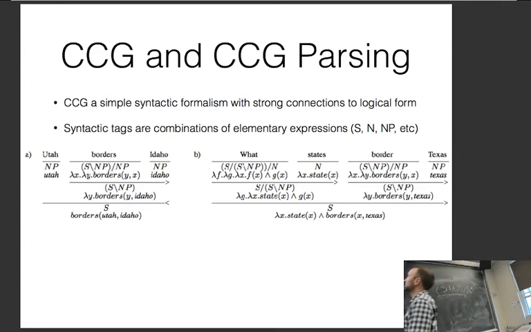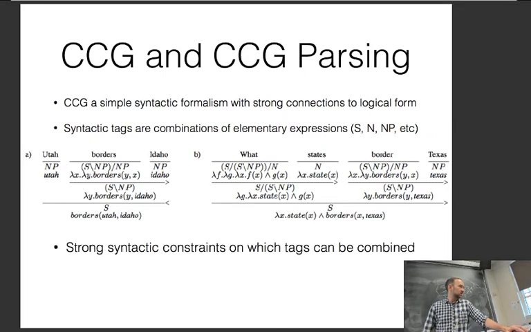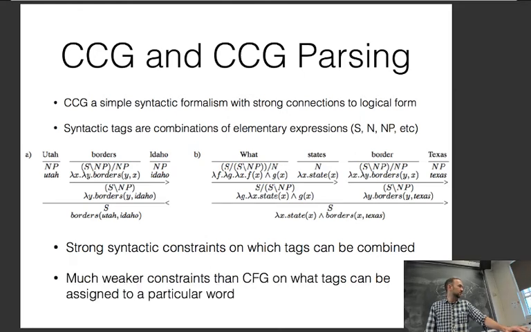So you can see that's exactly what happens. Borders Idaho gets combined together to the S backslash NP, and then borders Idaho gets combined with Utah, and you end up getting borders Utah, Idaho. And the reason why CCG is quite popular in semantic parsing is that there are strong syntactic constraints on what tags can be combined, and much weaker constraints than CFG on what tags can be assigned to a particular word.